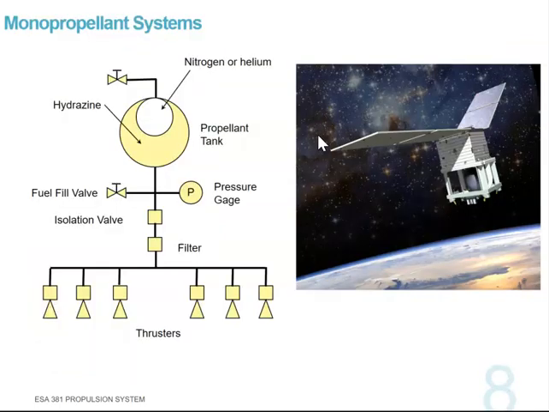For the monopropellant system, we normally use a liquid propellant, and we have hydrogen here, with nitrogen or helium inside this propellant tank, and we have the same system. We have a valve, an isolation valve, and from here we use this fuel at high pressure to give a thrust for this system.